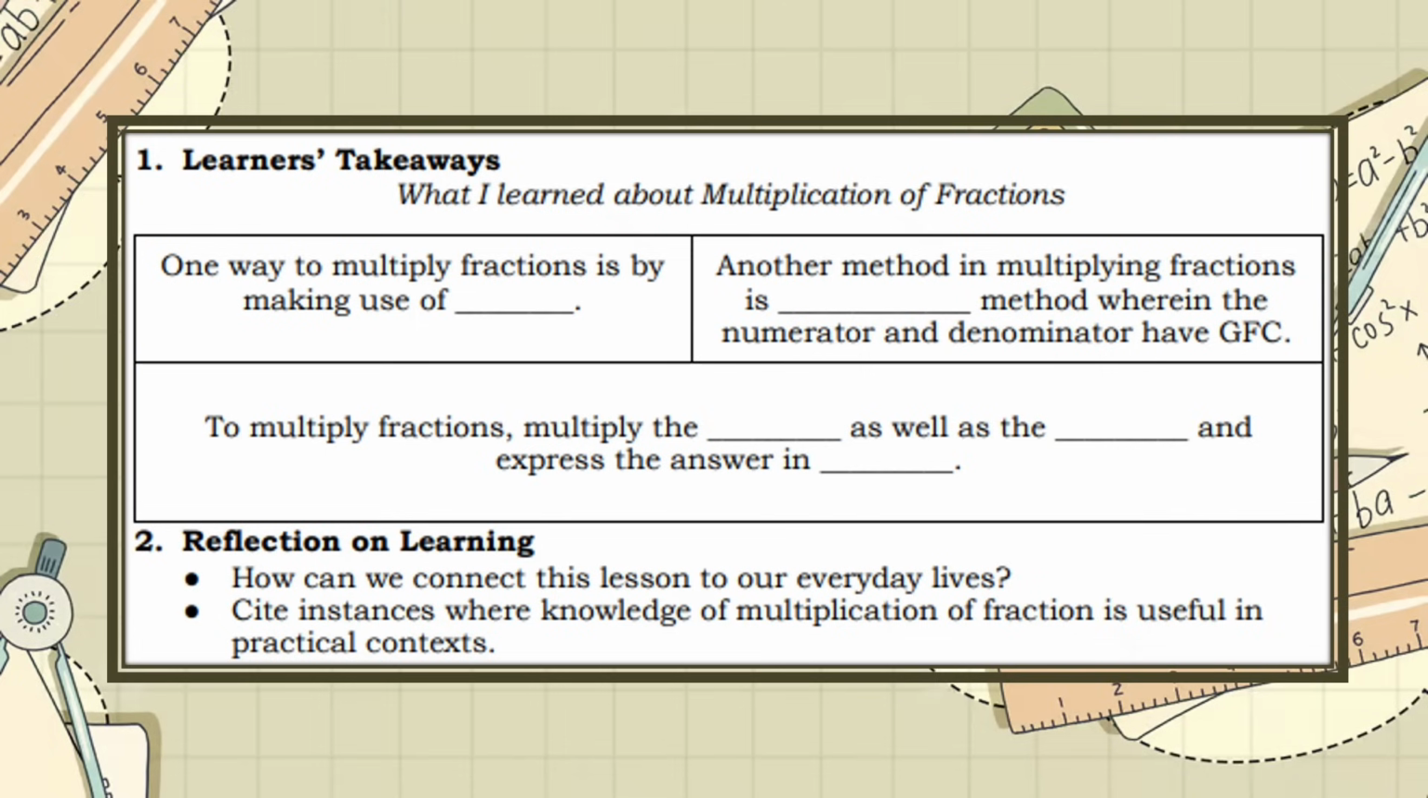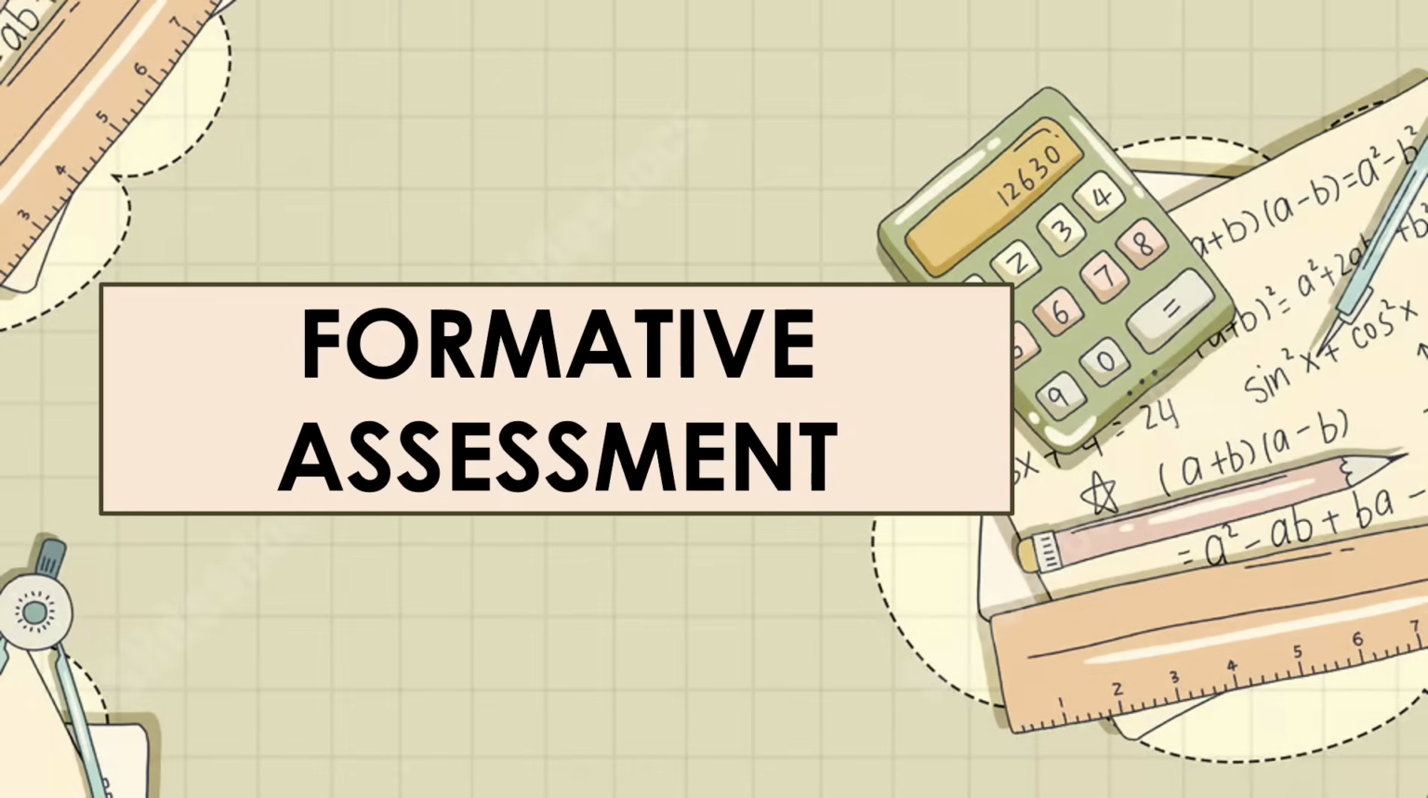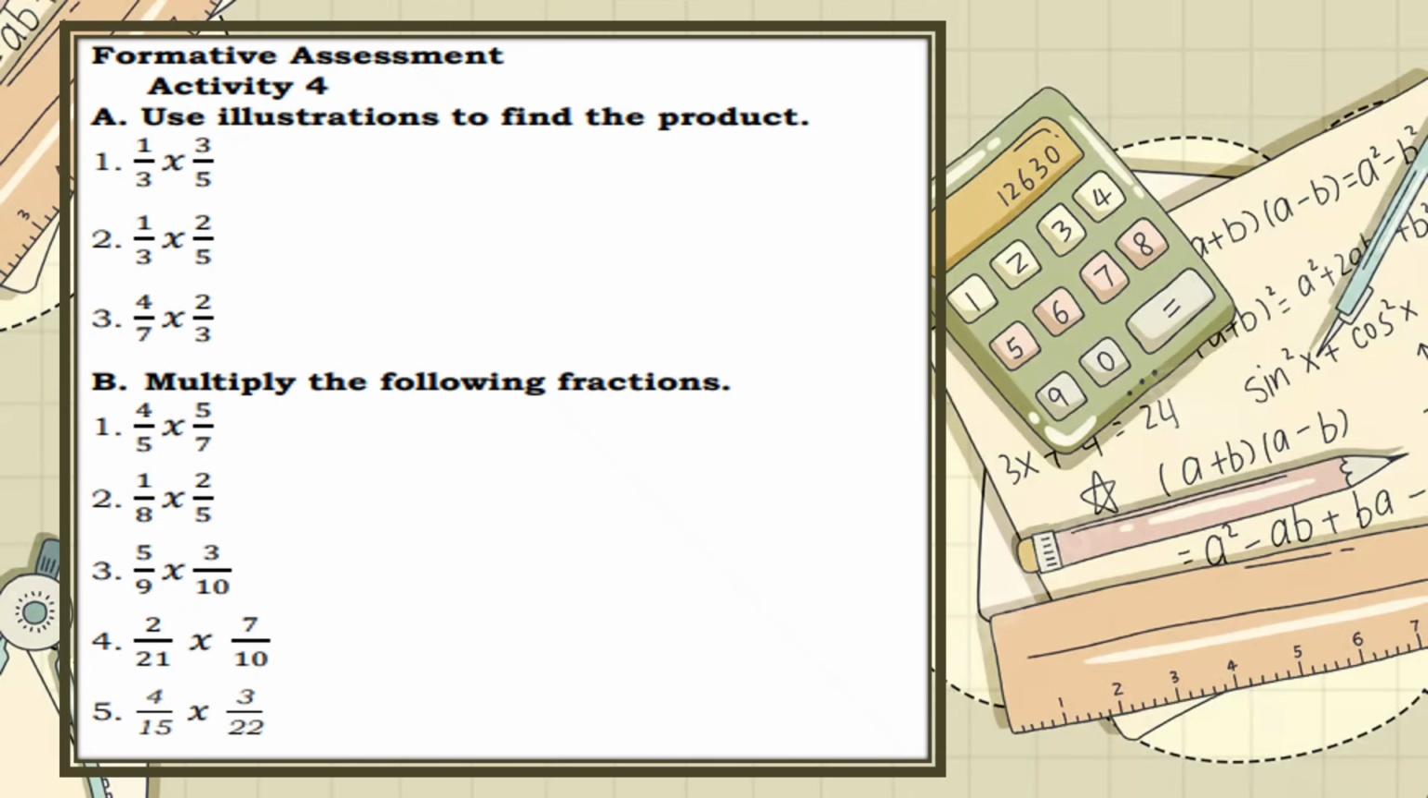Of course, we always have our formative assessment. So for letter A, you're going to use illustrations to find the product. And for letter B, multiply the following fractions.